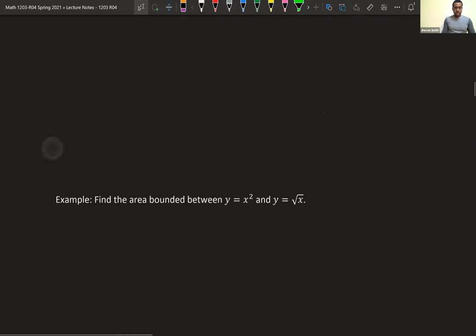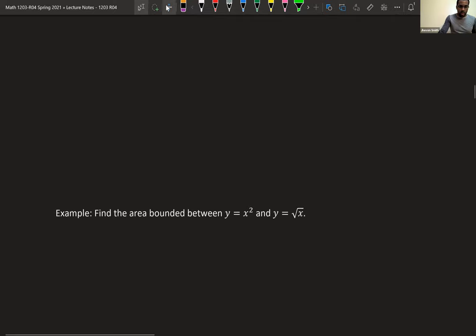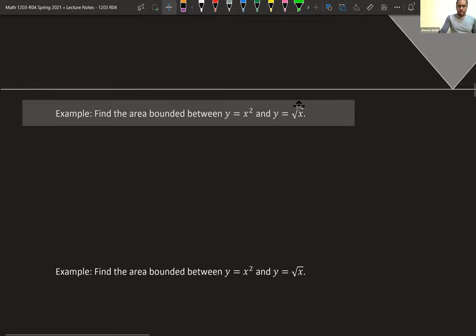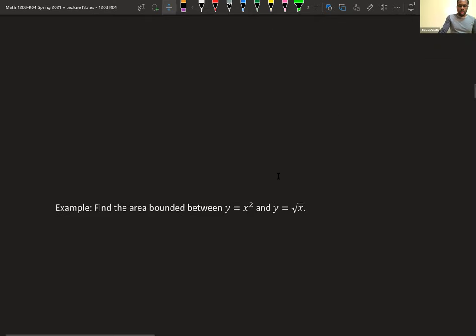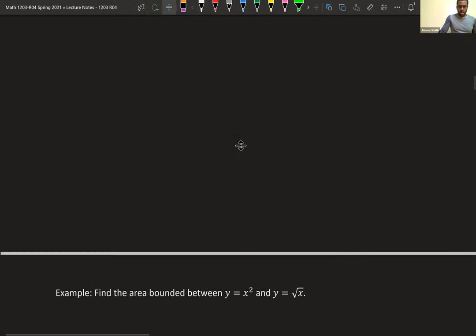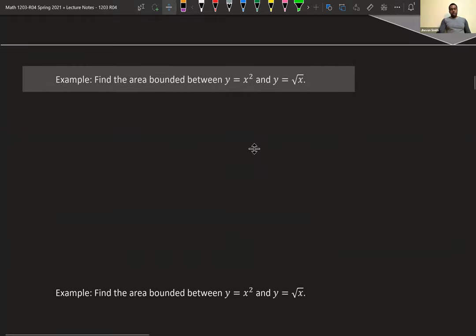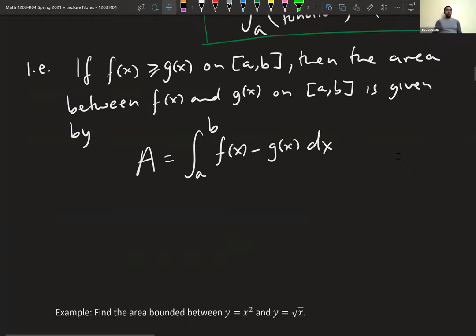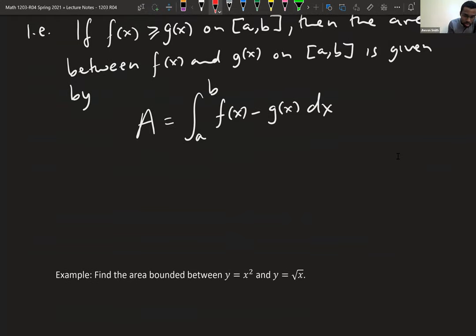So let's do an example. Now, sometimes AB is given to you, and sometimes you can actually figure it out based on the properties of the functions, how the functions behave. Should probably mention that. Which I think on the final, if I do give something like this, I'd have you figure out what the boundaries are.